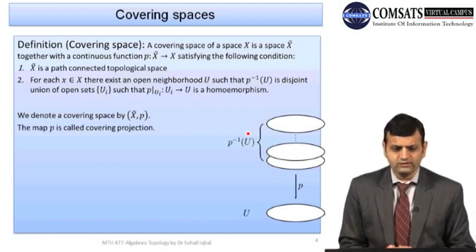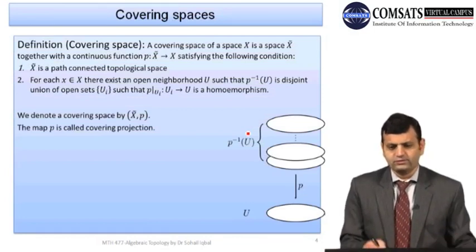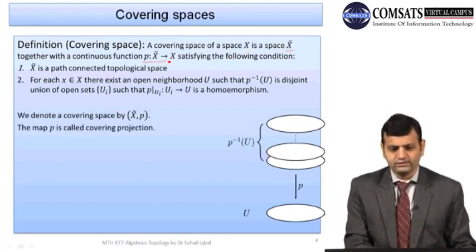So let us recall what a covering space is. A covering space of a space X is X tilde together with a continuous function P satisfying the following condition. We want X tilde to be path connected, and for each x belonging to capital X, there exists an open neighborhood U such that P inverse of U is a disjoint union of open sets U_i such that P restricted to U_i, from U_i to U, is a homeomorphism.